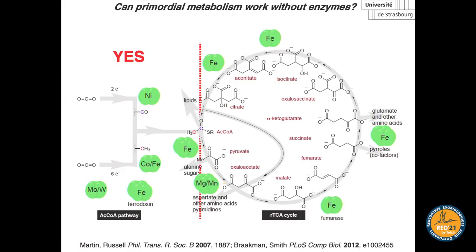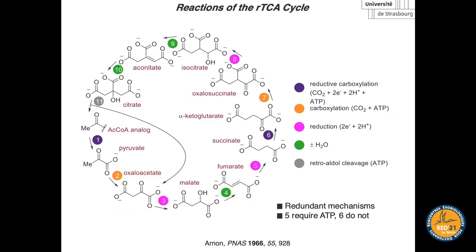Now, so can the primordial metabolism work without enzymes? The answer is yes for the left-hand side of the slide. So this we have established. Let's go on then. Now we will have a look at the reductive Krebs cycle, which is also called the rTCA cycle. So it runs in the counterclockwise direction. It has 11 reactions. 5 of these reactions require ATP, 6 do not.